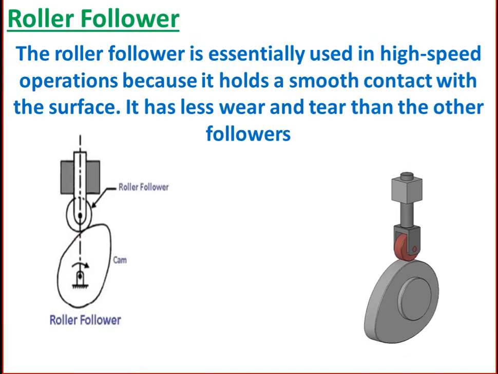So the first type of follower is roller follower. The roller follower is essentially used in high speed operations because it holds a smooth contact with the surface. It has less wear and tear than the other followers.